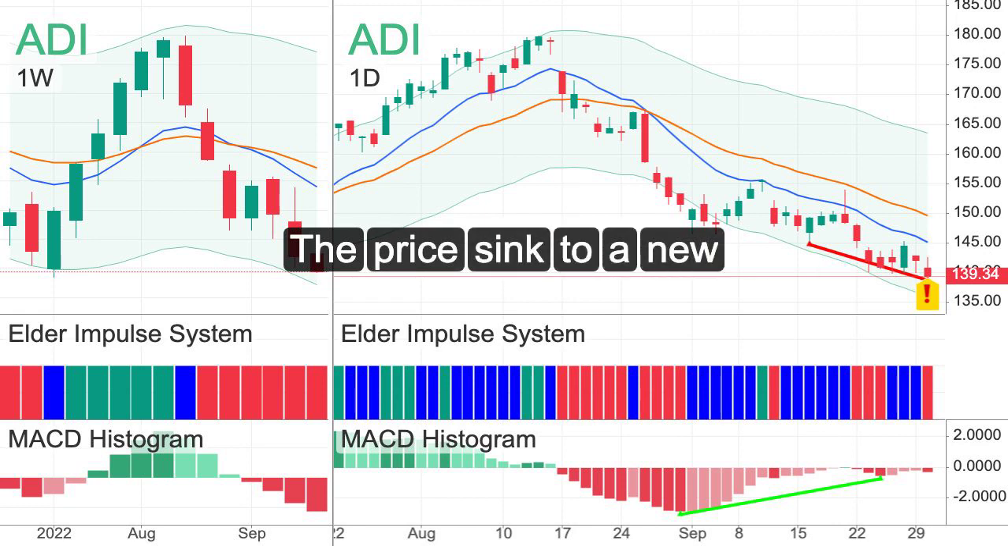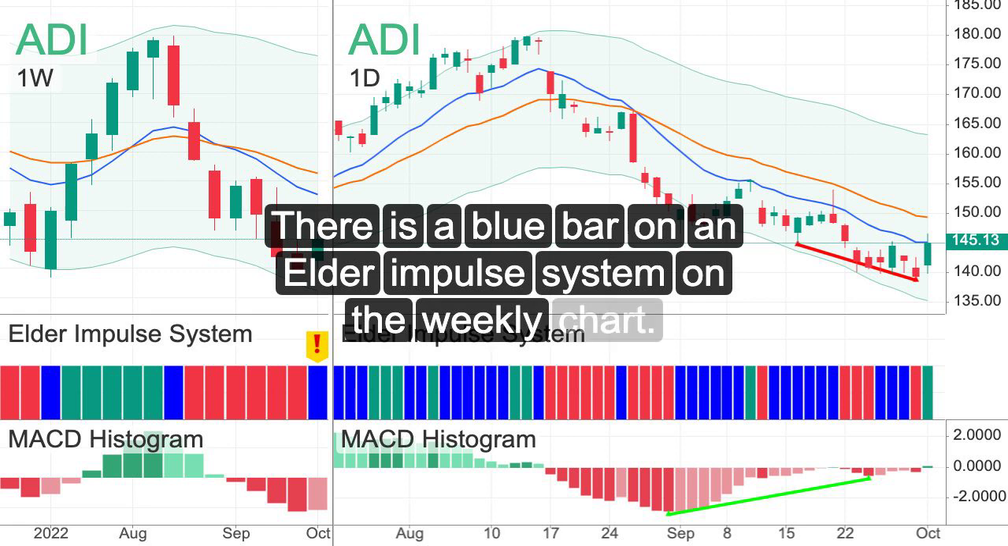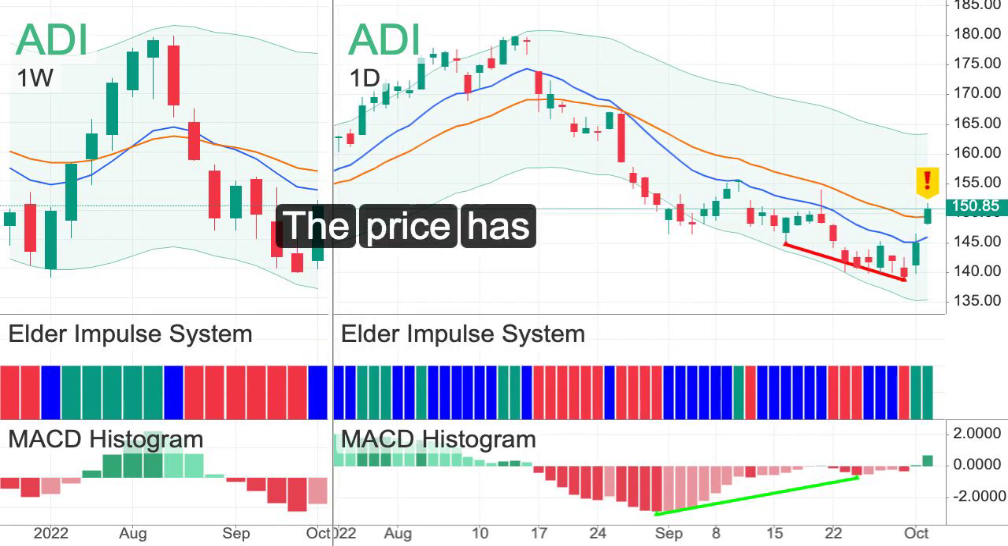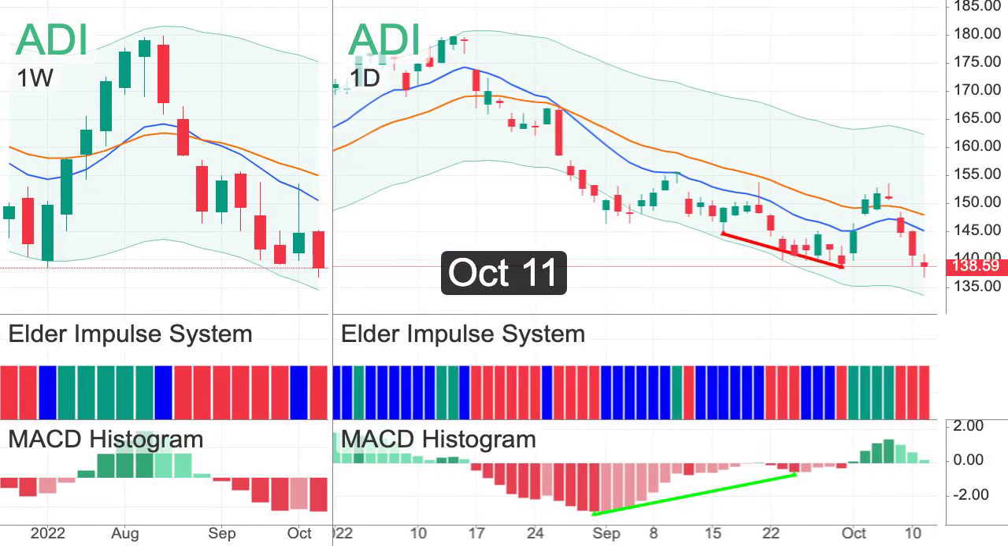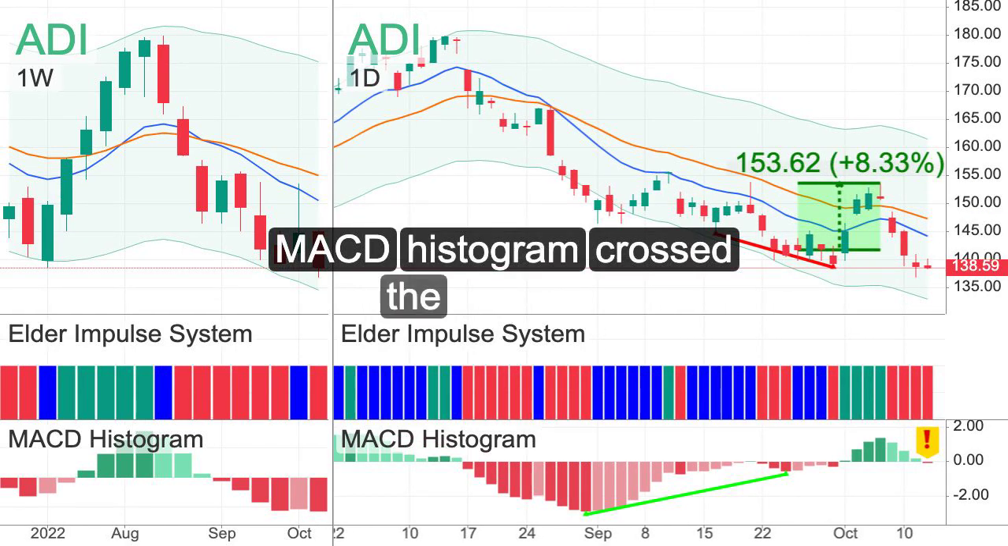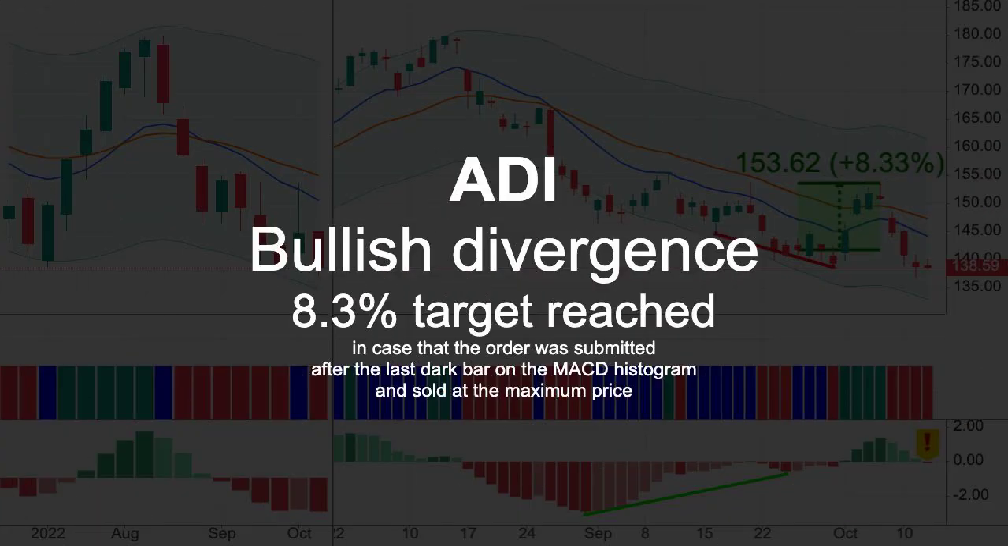The price sank to a new low. There is a blue bar on an Elder impulse system on the weekly chart. The price has reached a point above the value zone. MACD histogram crossed the zero line. 8.3% target reached.